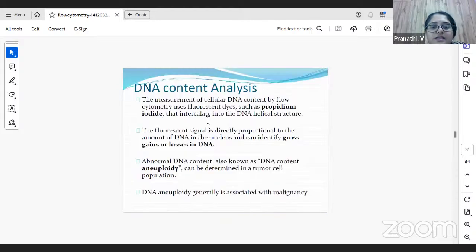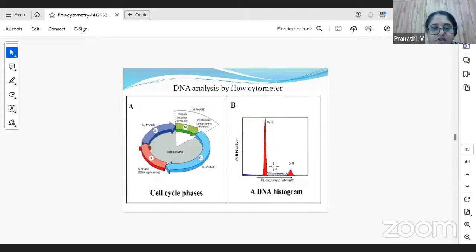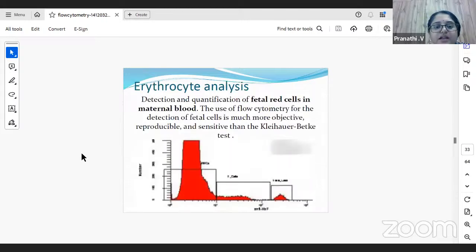Applications, you can see a DNA content analysis. You can use dyes such as propidium iodide. You can see the DNA helical structure. And then if there is any loss or gain in the DNA, telomerase loss or DNA content aneuploidy, tumor cell population, all of this can be seen in flow cytometry. So different phases are there. Different cell cycle phases can also be seen in the flow cytometry. So this is the kind of DNA plot that you're going to get.